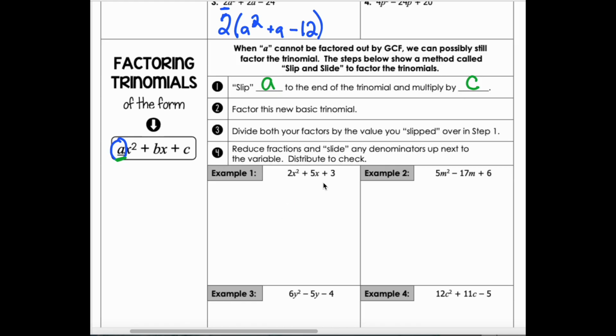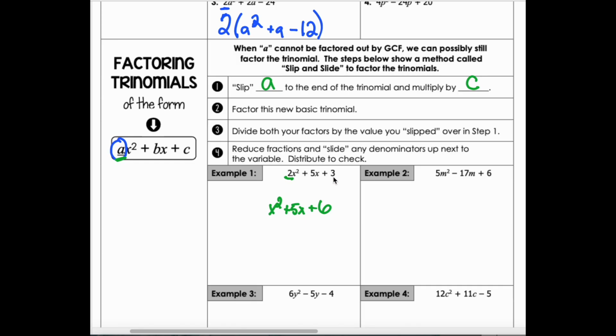So the first step tells us to slip. We're going to take this a, or this 2, and slip it to the end of the trinomial and multiply. So we're going to take 2 and multiply by 3. So now it's going to cancel out that 2 by having x squared plus 5x plus now 6, right? 2 times 3 is 6.